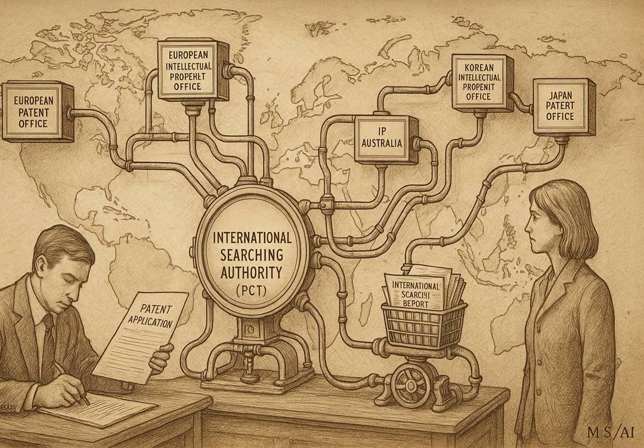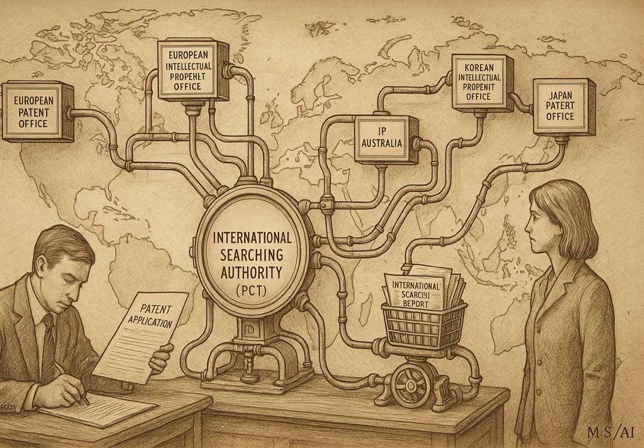That makes perfect sense. Choosing the ISA, understanding the fees, potential extra costs for unity. Big early decisions. Okay, so the ISA does its work, issues a report and opinion, deals with unity. Now, here's where I think it gets really interesting. How does all this early stage work by the ISA actually connect to or influence the rest of the patent journey, like later in the international phase or even when you go national?